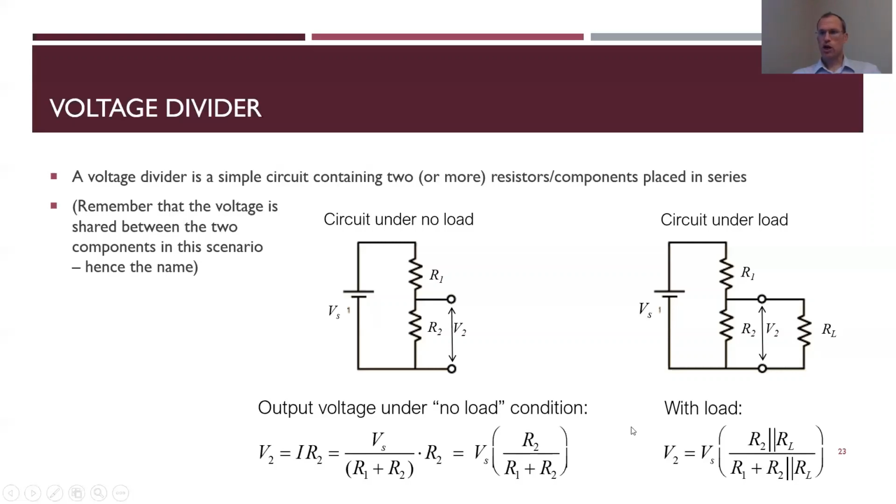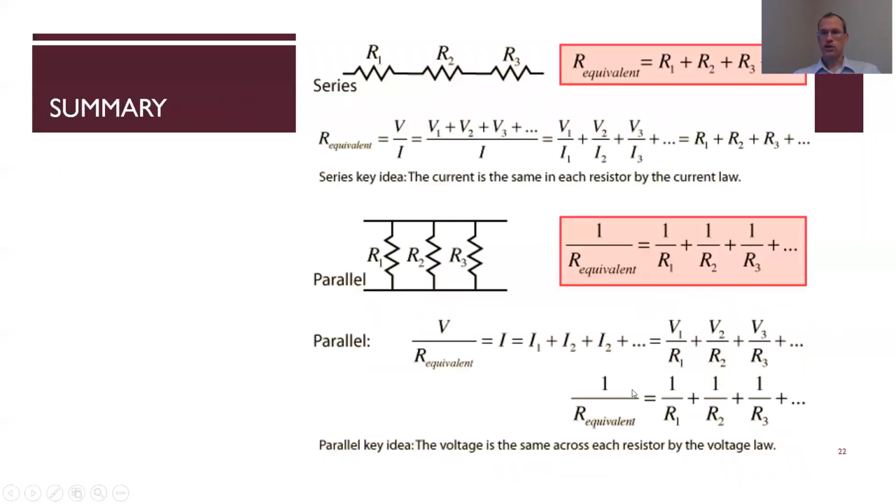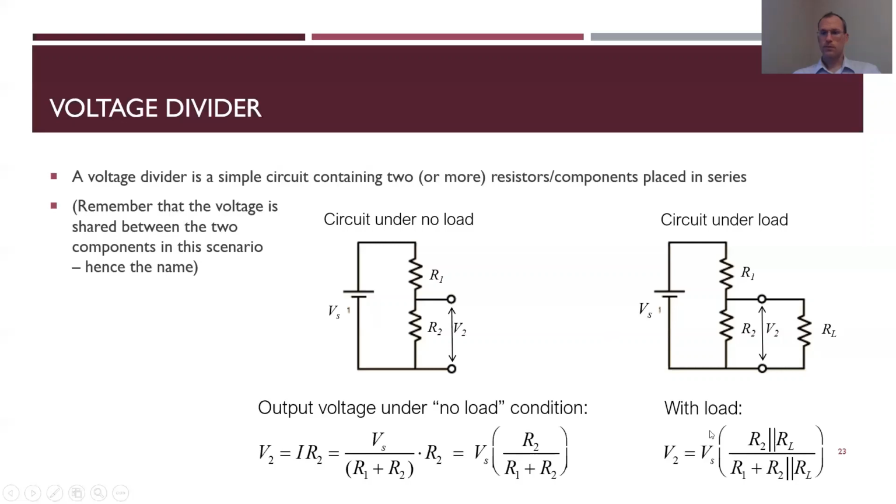If I have a load, it gets a bit more complicated because now I have this series circuit, R1 going into this parallel circuit, R2 and RL. Two lines basically means parallel. So R2 parallel with RL means you use the parallel resistance formula. So R2 parallel with RL is essentially replaced by one equivalent resistor. So same thing down here, I have R1 in series plus this parallel version, and whatever that parallel equivalent resistance is gives you that voltage V2.